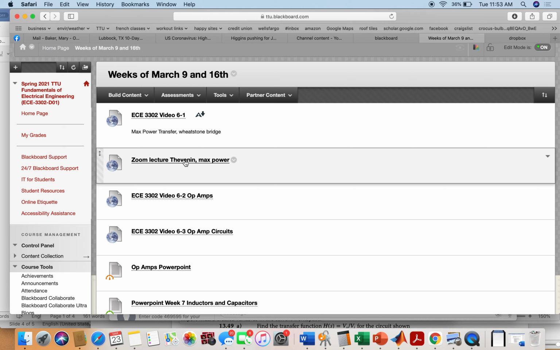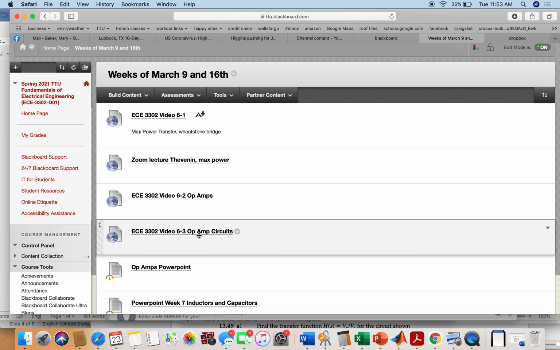Then there are 2 additional videos on op-amps and op-amp circuits. There will be 2 op-amp circuits that you will be responsible for knowing. You will need to know the inverting amplifier circuit, and you will need to know the summer circuit. And what exactly do you need to know? You need to know the equation that relates the output voltage to the input voltage, and you need to know which circuit does which thing.